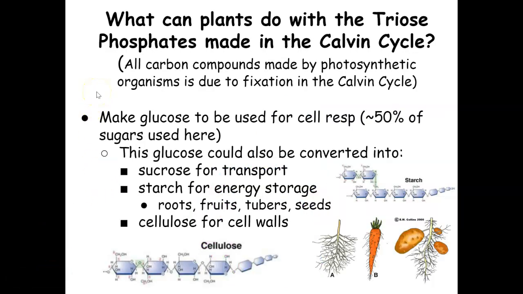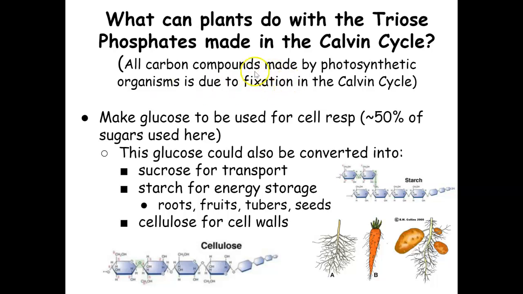So what can the plant do with the triose that they make in the Calvin cycle? Something that's important to note is that we've been focusing on sugars made, which is good. They do need to make sugars and use those sugars, but something that's interesting is that all the carbon compounds that a plant is going to need are made by the photosynthetic fixation in the Calvin cycle. So being able to fix carbon dioxide to our RuBP and lead to a sugar is really important.